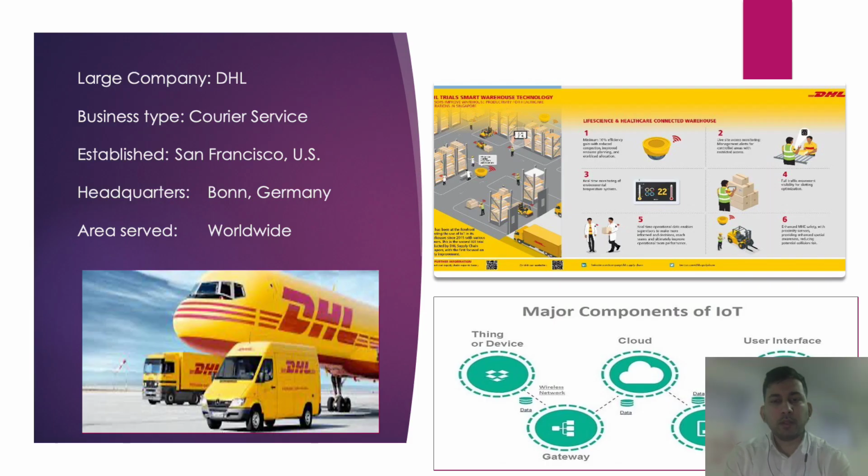Now I will talk about the companies, like the large companies, medium companies, small companies and the startups that are using ICTs in their businesses, and how they are successfully using it. First, for the large company, I have chosen DHL. Its business type is courier services, established in San Francisco, headquartered in Bonn, Germany, areas of operation worldwide. They're using IoT in their warehouses for safety and life care.